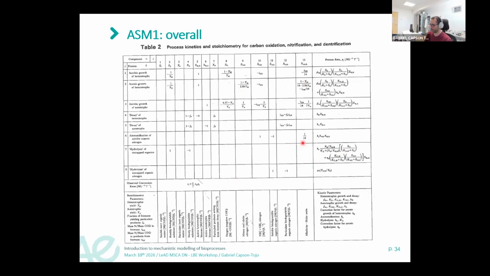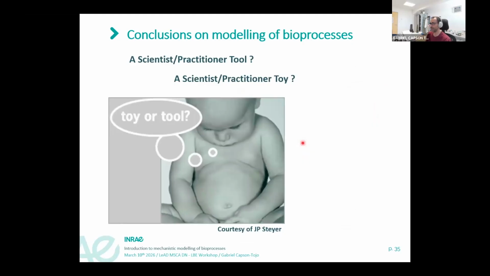So this slide is a courtesy of Jean-Philippe Steyer. And I particularly like it, not only because it's going to get your attention a bit after 1 hour of me talking to myself, but something very, very useful of modeling is that it's not only a tool for understanding, but it's also a toy. And the moment you understand this, you actually start getting the most out of your models.